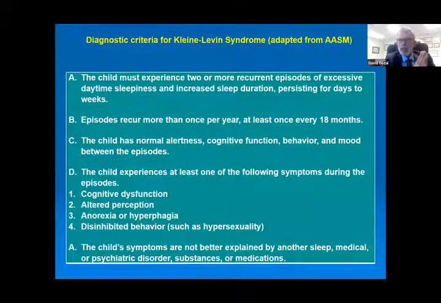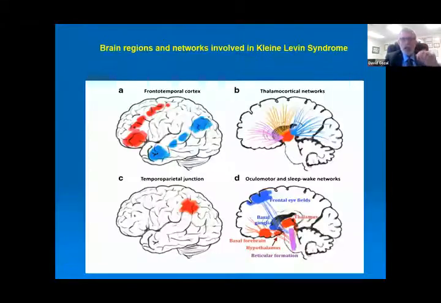was hypersexuality. This is mostly in boys, not necessarily always in boys, but mostly in boys. It's 60% or so are boys. And this hypersexual behavior can be very disruptive. And the child's symptoms are not better explained by any sleep, medical, psychiatric disorders, substance abuse, or medication. So you need to rule out all of these as part of the definition. So you can see that this is an unusual situation that you need to think of.